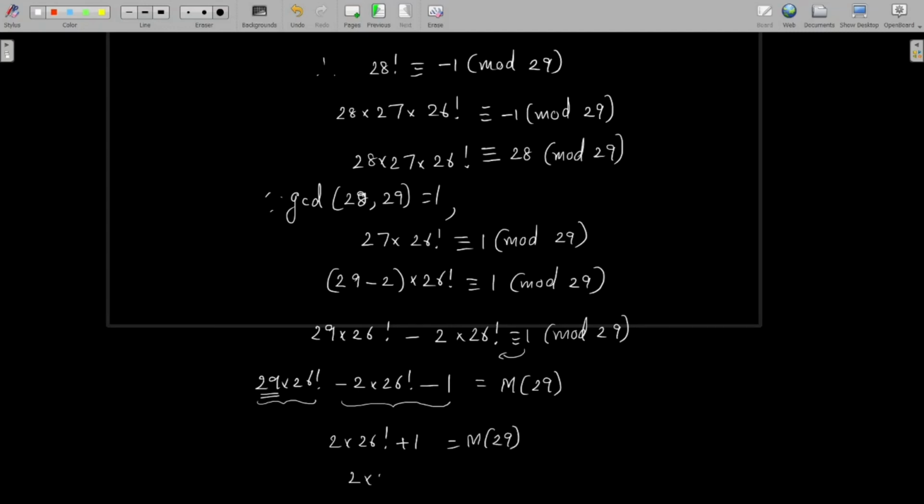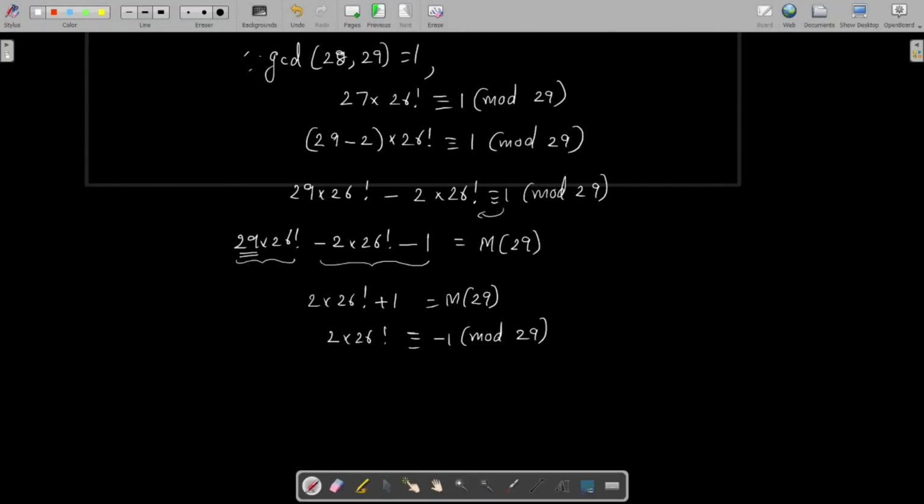In other words, 2 into 26 factorial is congruent to minus 1 mod 29, since 2 into 26 factorial minus of minus 1, that is plus 1, is equal to a multiple of 29. Therefore, 2 into 26 factorial is congruent to minus 1 mod 29. That is, the remainder obtained when 2 into 26 factorial is divided by 29 is negative 1. If you want to express the remainder as a positive integer, we may write this is congruent to minus 1 plus 29, that is congruent to 28 mod 29. Therefore, the required remainder is equal to 28.